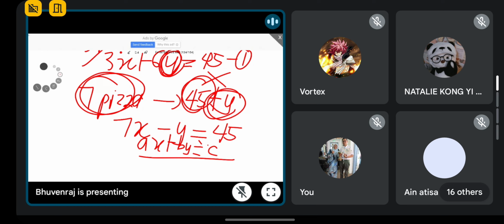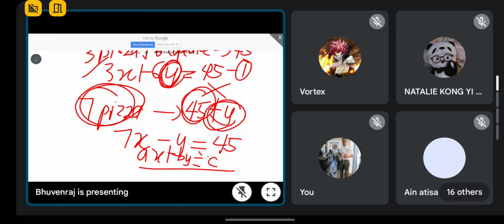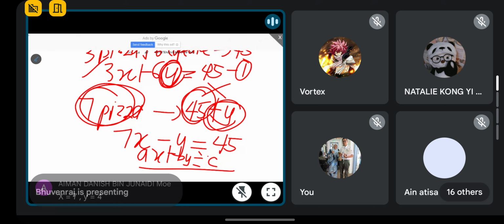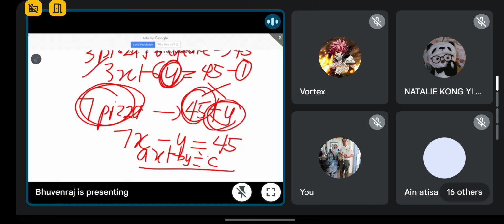Based on these two equations I write here. Cuba latih diri buat kaedah matrix because in the real exam you have only one option. Cannot use substitution or elimination. Tak boleh guna yang dua lagi punya. So kena latih diri lah buat secara matrix. Yes, correct Aiman Danish. Betul. X is 7, Y is 4. That should be your answer guys.